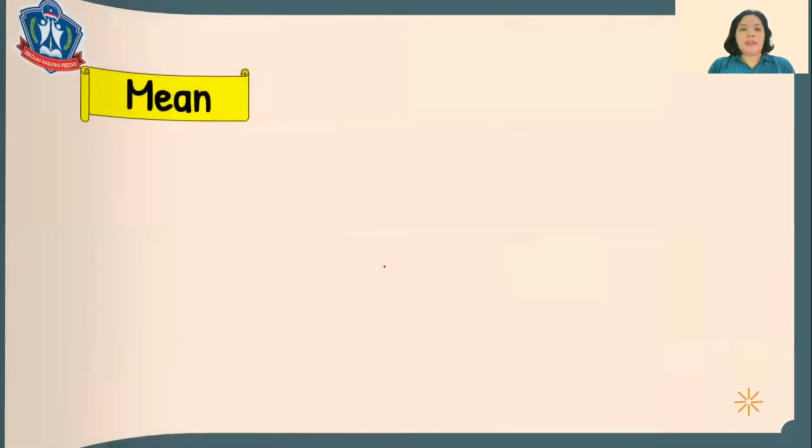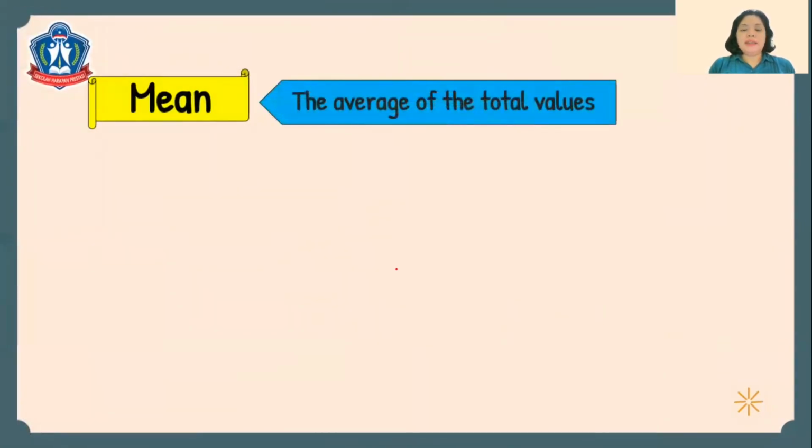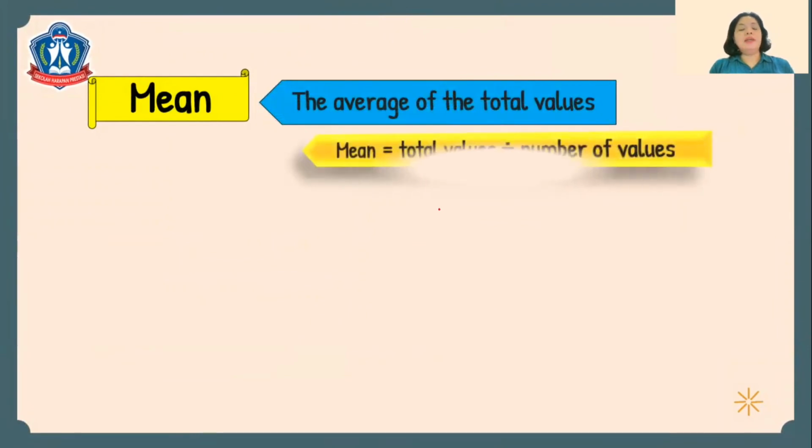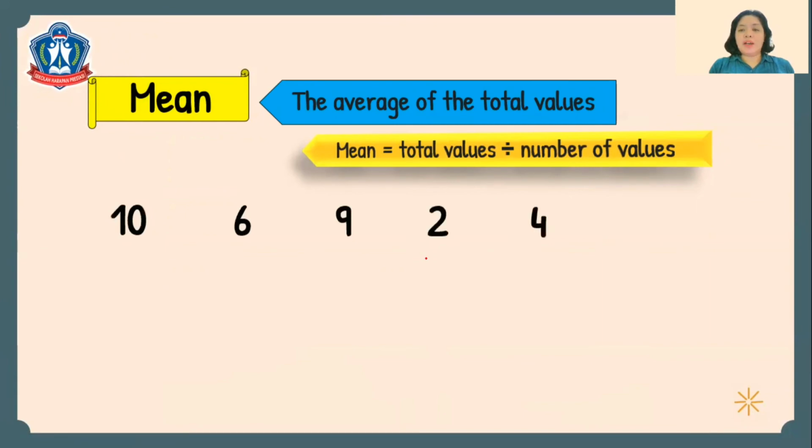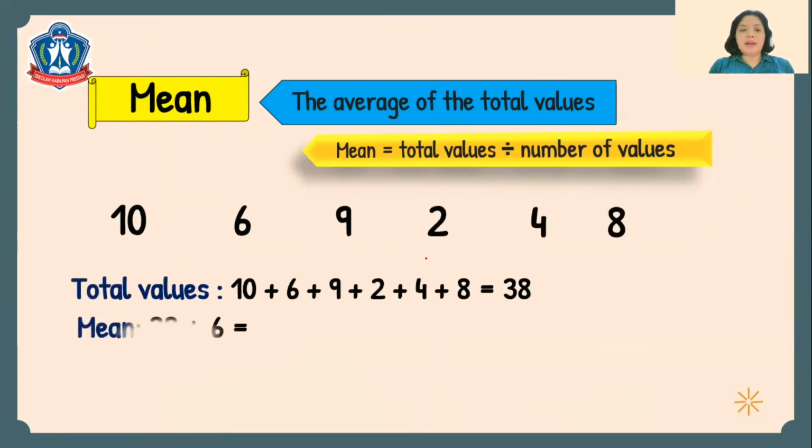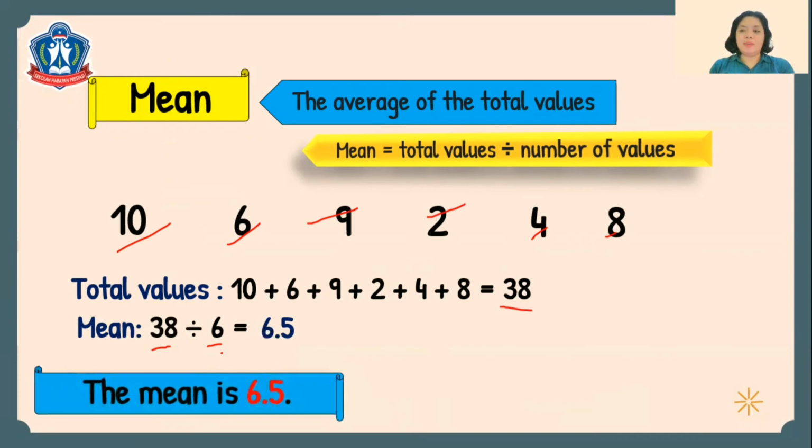Let's go to mean. Mean is the average of the total values. So you need to find first the total of the values, then divide that number by the number of values. So we have here our set of values. Let's find the total, that is 38. Then we divide 38 by 6. Why 6? Because of this: 1, 2, 3, 4, 5, 6. And the answer is 6.5. So this is our mean. This is what we call the average.